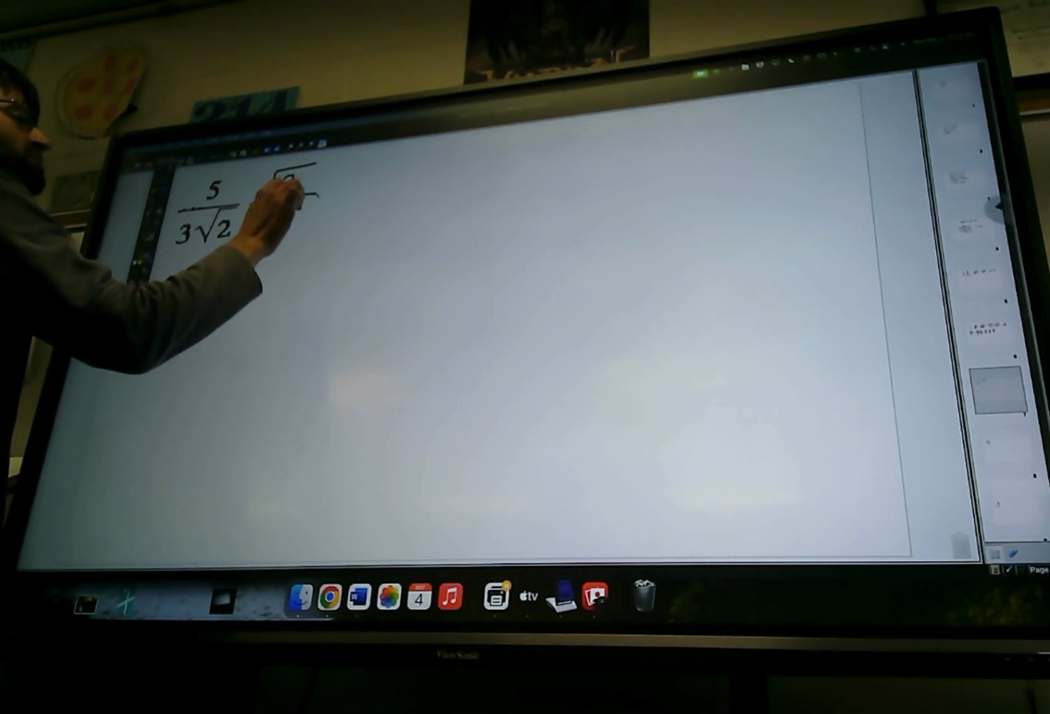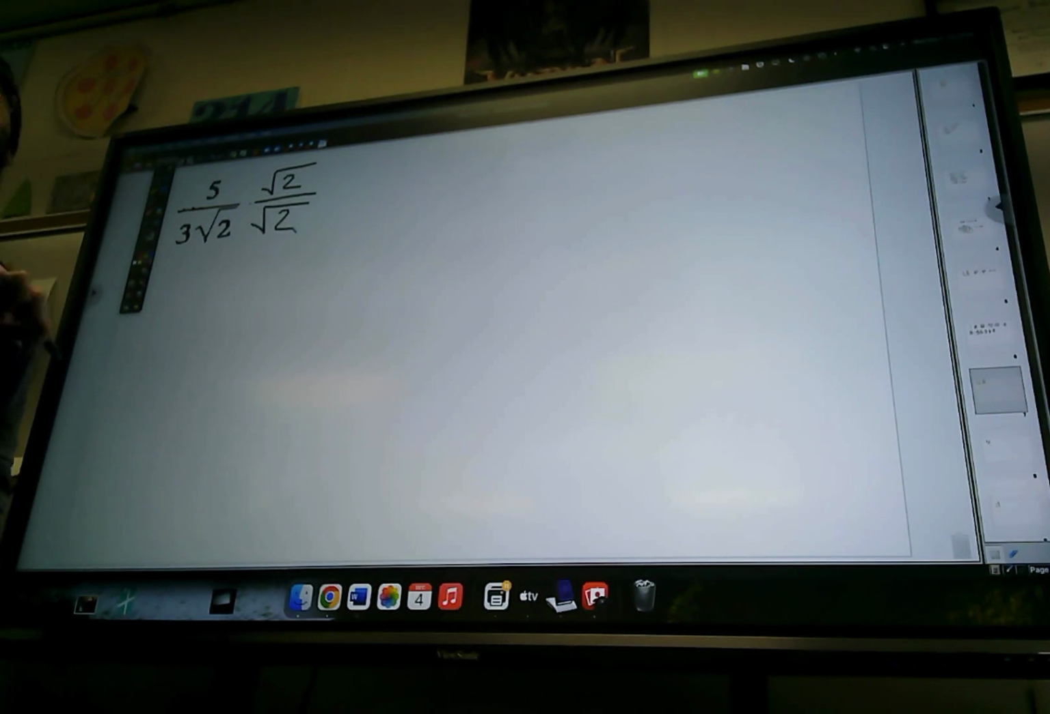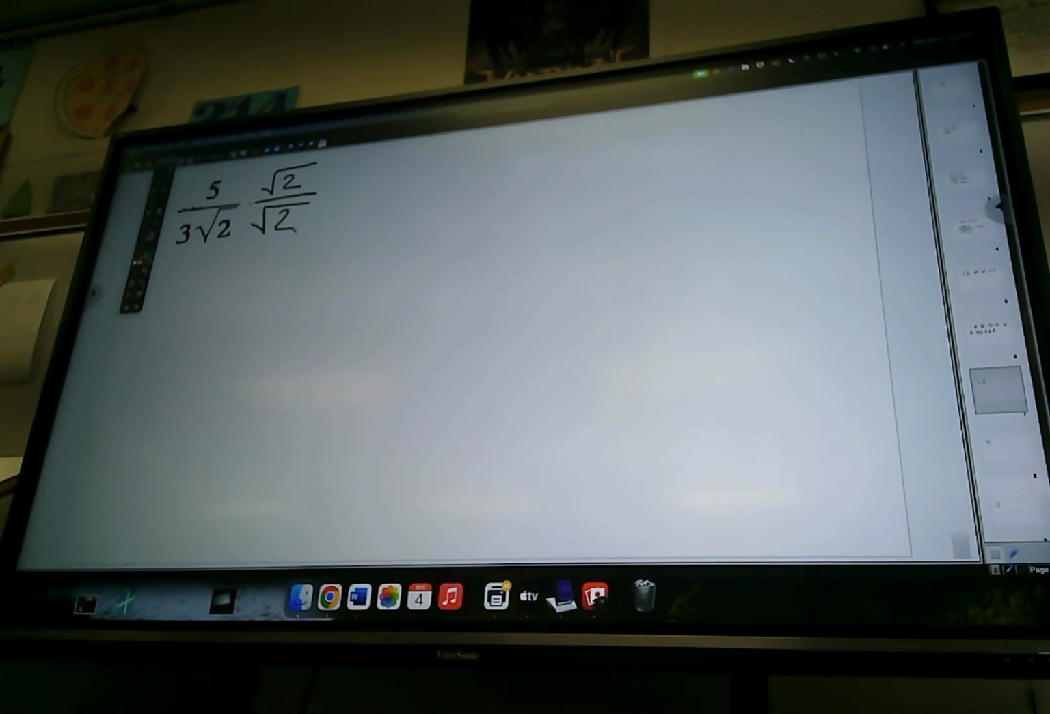What I'm going to do is multiply by the radical, not the number. You can do the number, however, that is going to make your life harder in the end because you will have to cancel out another 3. All it's going to do is make the fraction bigger for you to have to reduce it in the end.